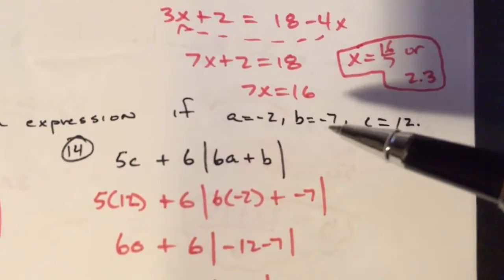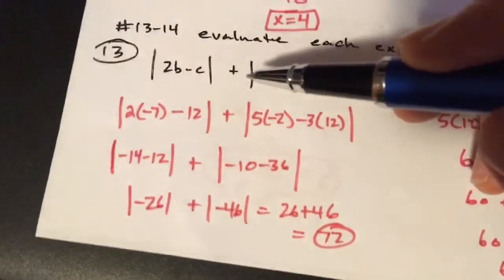A is negative 2. B is negative 7. C is 12. Be like Glade and plug it in, plug it in.